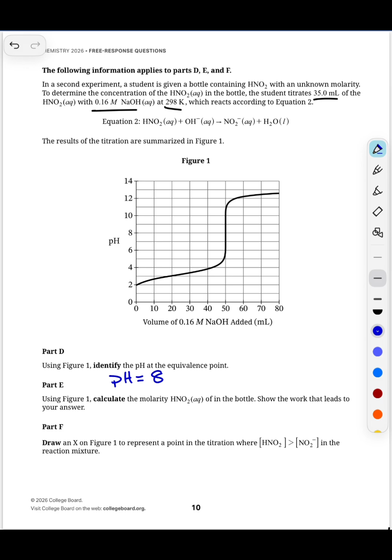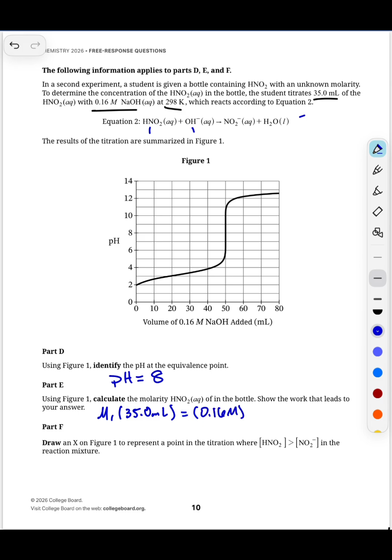For part E, we want to use the same graph in order to calculate the molarity of the HNO2, which is the whole goal of this titration. So in order to calculate the molarity, we can use the expression M1V1 is equal to M2V2. And if we look here, it's a 1-to-1 ratio between our acid and our base. So because the number of moles is equivalent, we can use this expression here. So then we're just going to use the left side as the acid, so we don't know the molarity, but we know that it had a volume of 35 milliliters. And then the base had a known concentration of 0.16 molar.